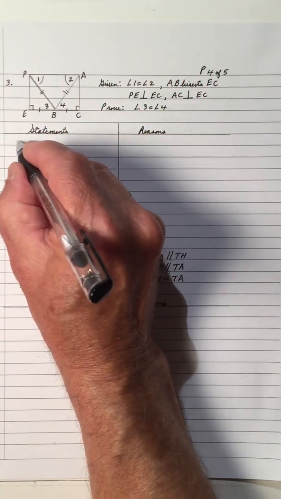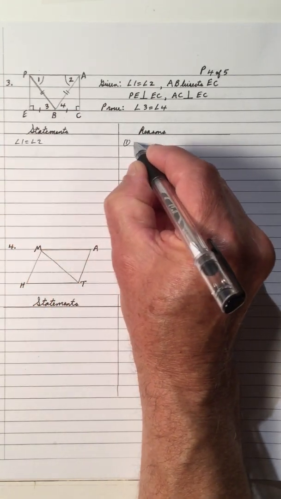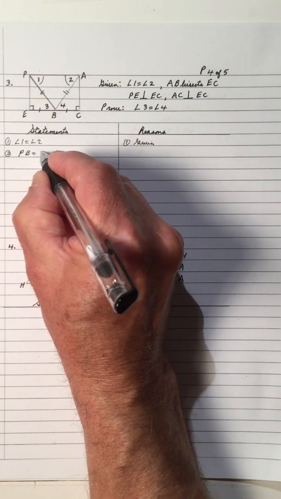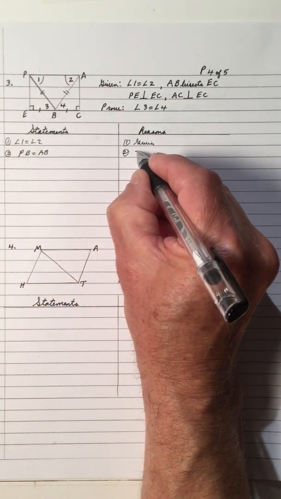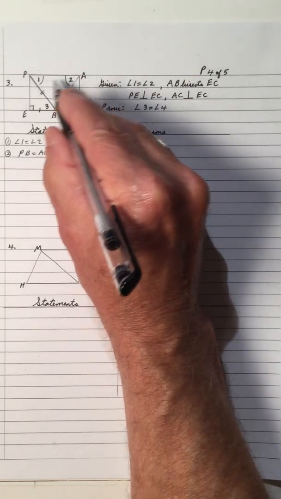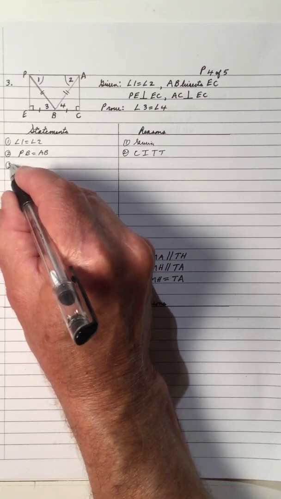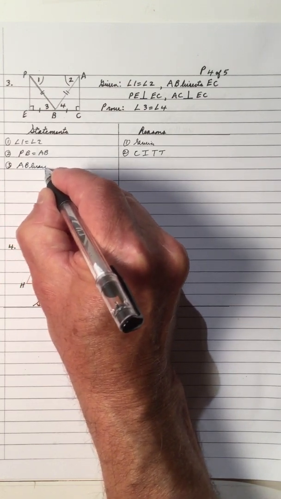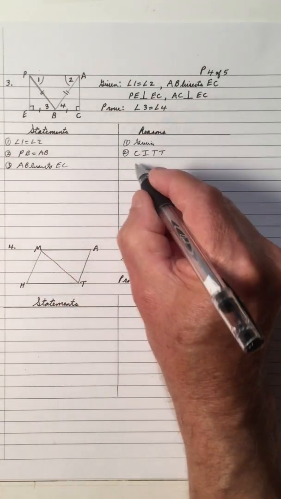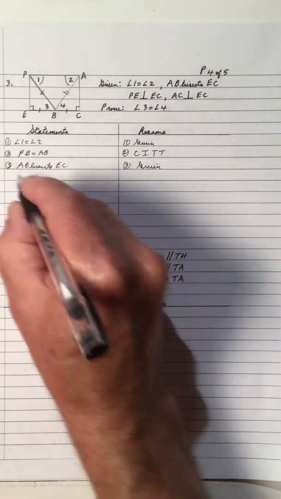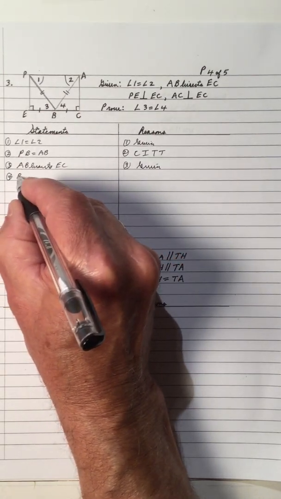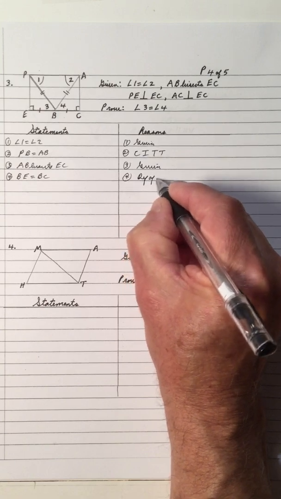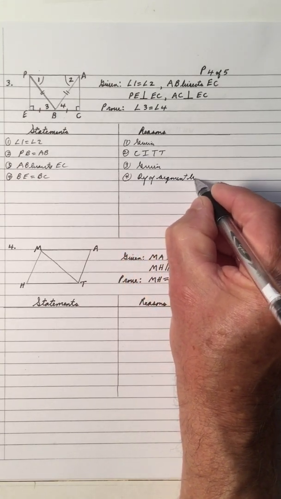Okay, I have the proof. So angle 1 equals angle 2, given. That makes PB equal to AB, converse of the ITT. Two angles of a triangle are equal, so the sides opposite the angles are equal. So we have AB bisects EC right there, given. And because it bisects the segment, that means BE is equal to BC. Definition of a segment bisector.